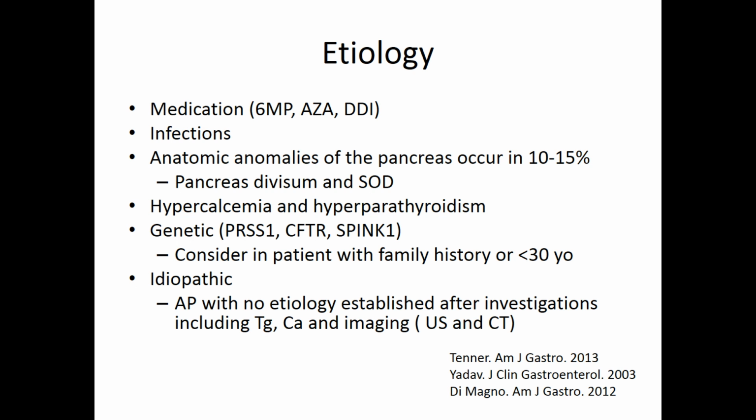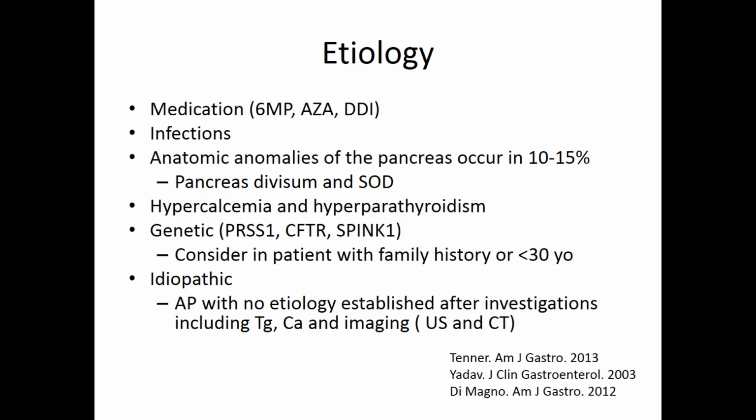Some infections also. Anatomical abnormalities can occur in up to 10 to 15% of cases, and then you would think of potentially pancreas divisum and sphincter of Oddi dysfunction. I would be careful attributing pancreatitis to sphincter of Oddi dysfunction, and make sure that the patient is referred to a center specialized in pancreas disease to make that diagnosis. Hypercalcemia also can play a role.